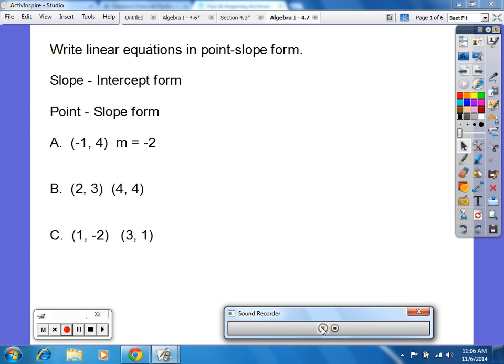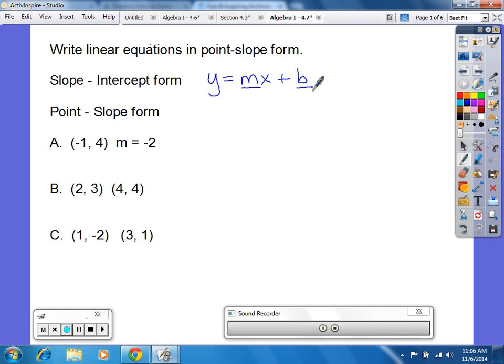Today we're going to practice writing equations in point slope form. So far this chapter we have studied slope-intercept form. You should remember that slope-intercept form of a line is y equals mx plus b, where m is my slope and b is your y-intercept. So those are the two places you should have numbers in that equation.